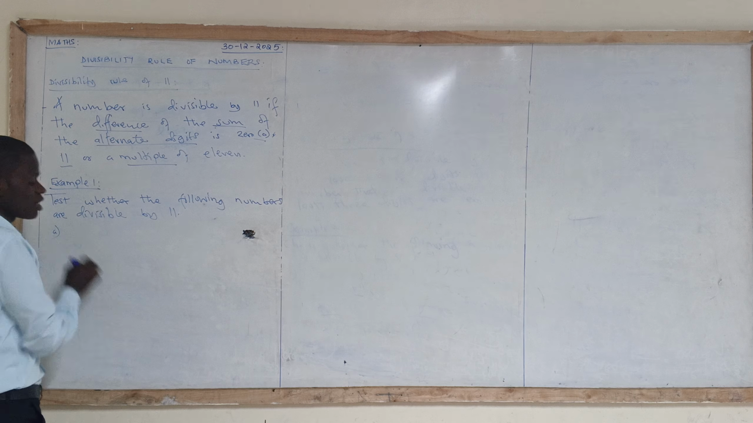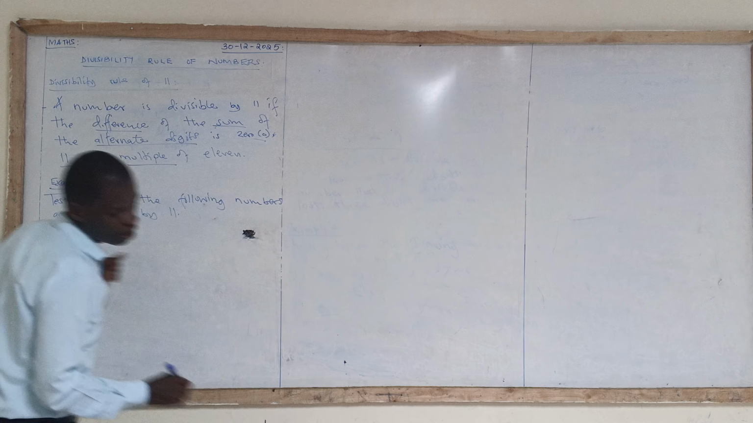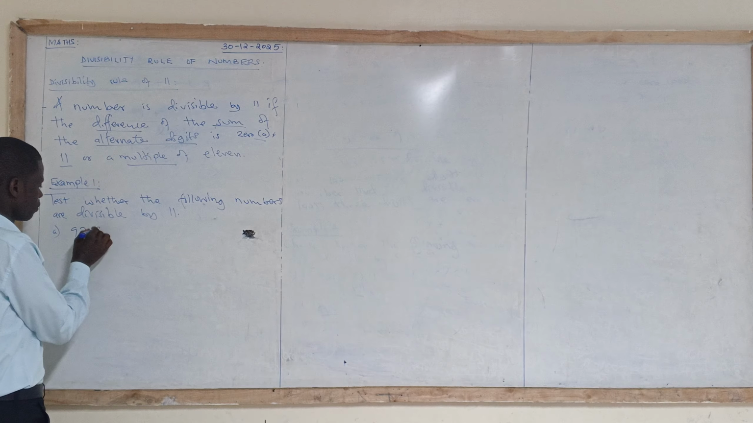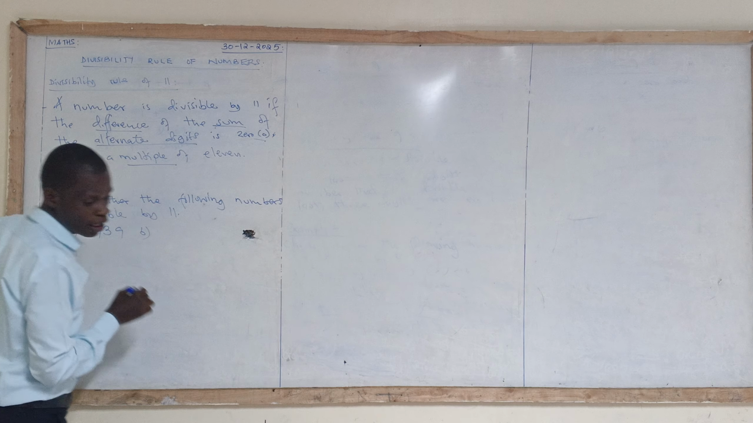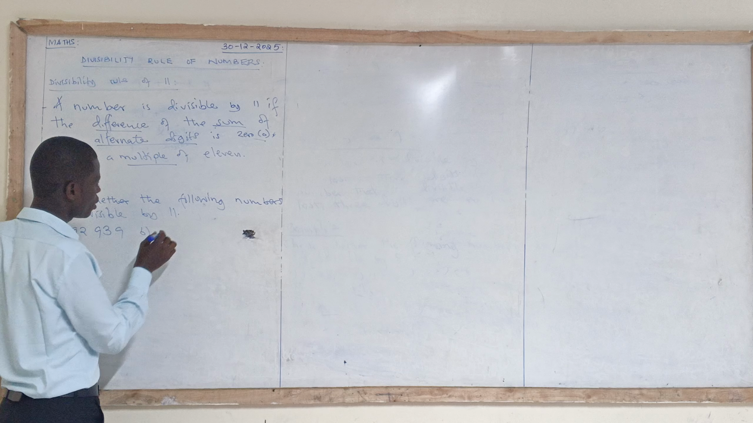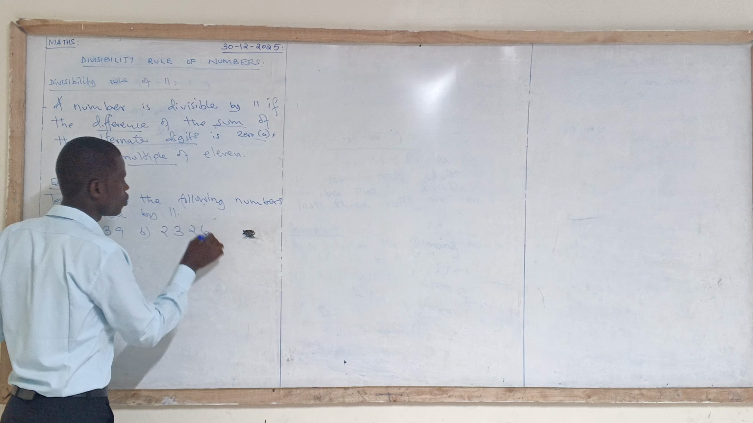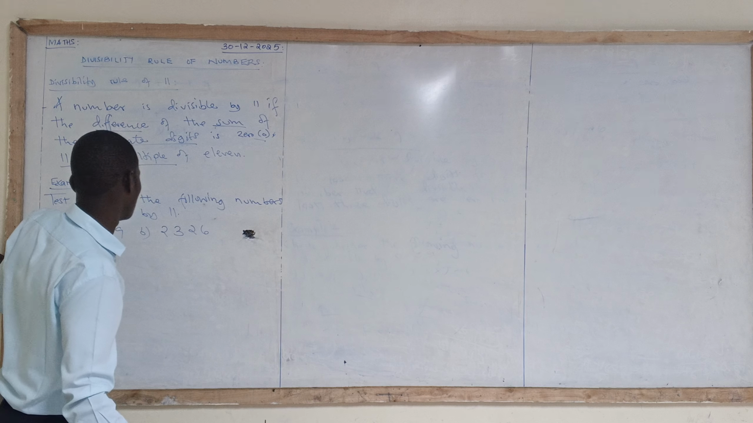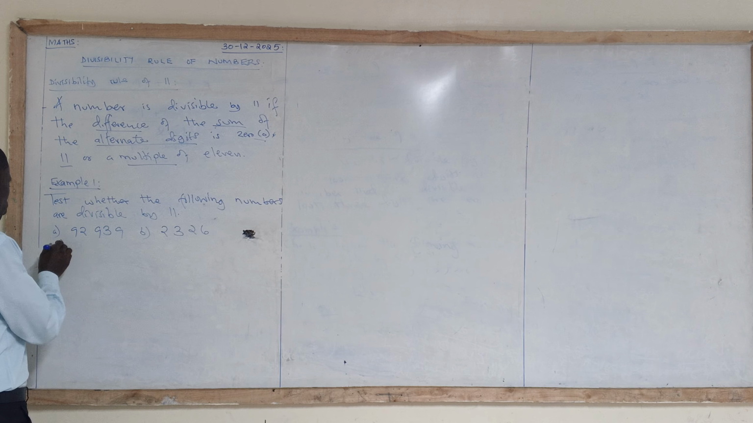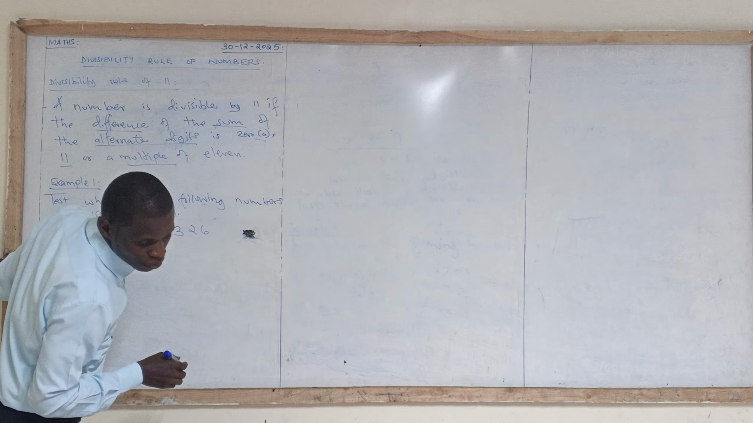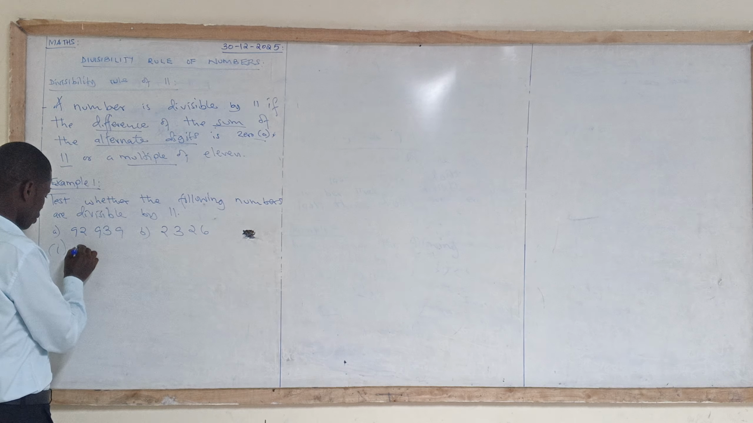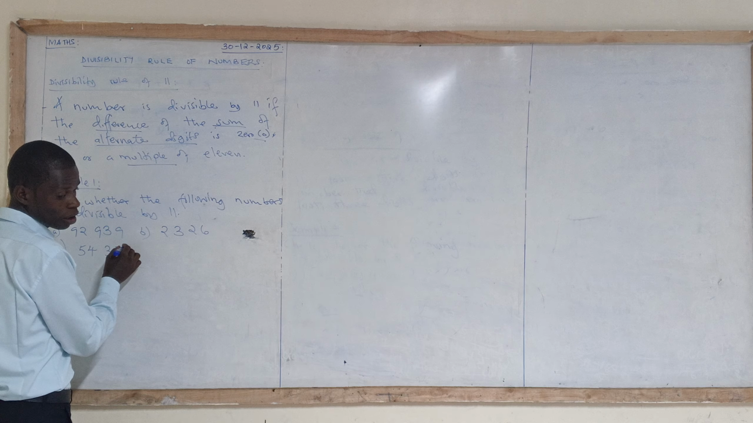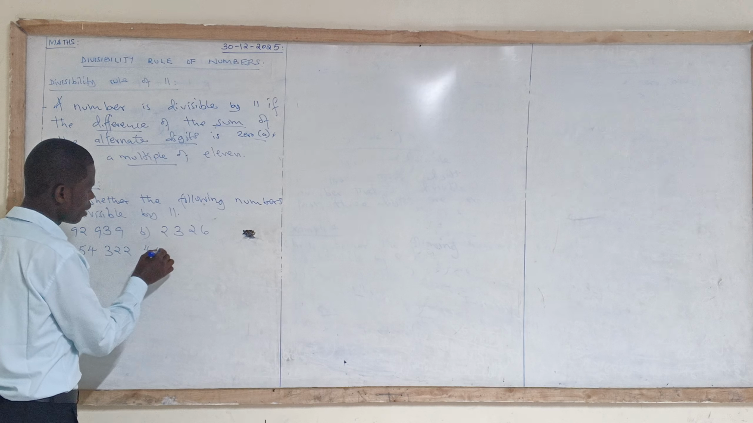So what is our first number? A, we have 92,939. B, we have 2,326. C, we have 54,322,455.